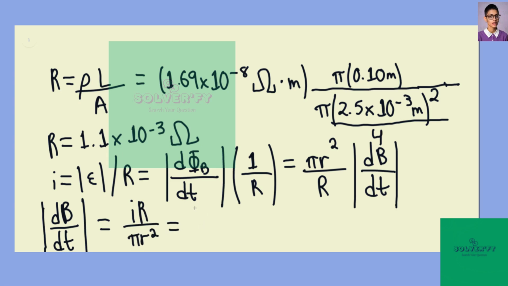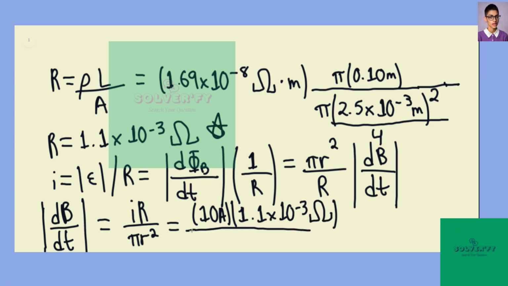We can now solve: 10 amps multiplied by the resistance that we calculated initially, 1.1 times 10 to the -3rd ohms. And then this will be divided by pi times the radius of 0.05 meters quantity squared. And we find that the absolute value of the change in magnitude of the magnetic field with respect to time will be 1.4 teslas per second.